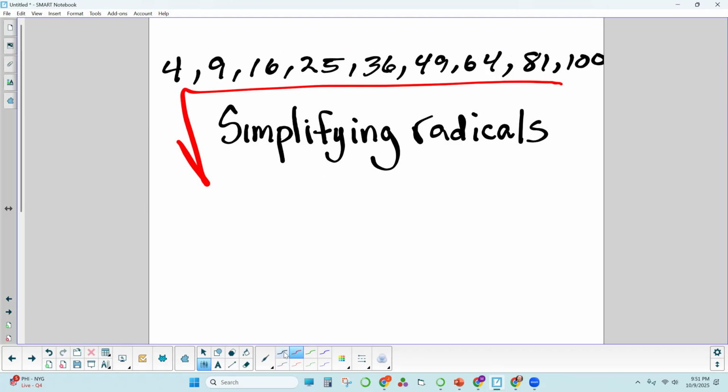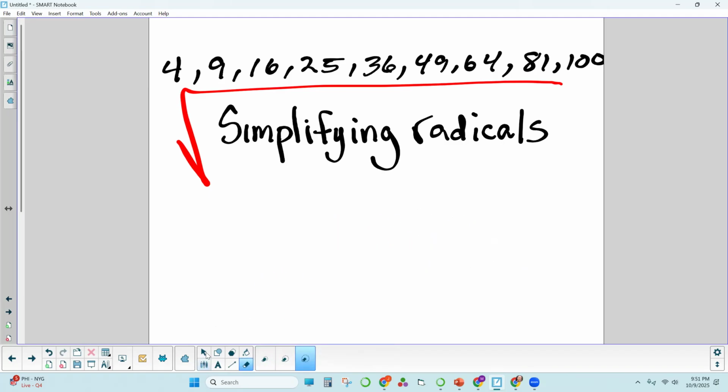Now, simplifying a radical. So let's look at a radical. How about the square root of 81? Well, the square root of 81 is what we would call a perfect square, right? 9 times 9 is 81. So to simplify it, you just simply take the square root and you're done. Those are easy. But what we need to think about is the ones that are not perfect squares.